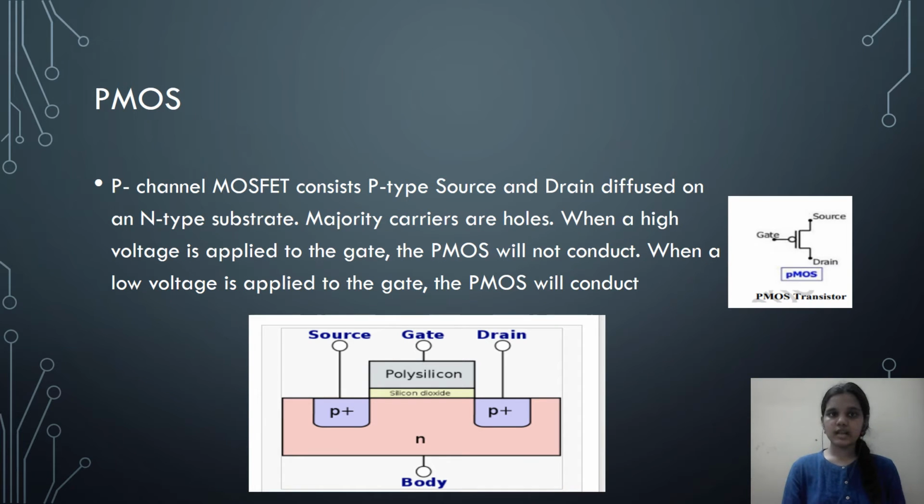PMOS. There is an N-type substrate as the body of the MOSFET. There are two heavily doped P regions. One is the drain and the other one is the source. There is an SiO2 layer grown between the two P regions. In this, the majority carriers are holes. When a high level voltage is applied to the gate, the PMOS will not conduct. When a low level voltage is applied to the gate, the PMOS will conduct.